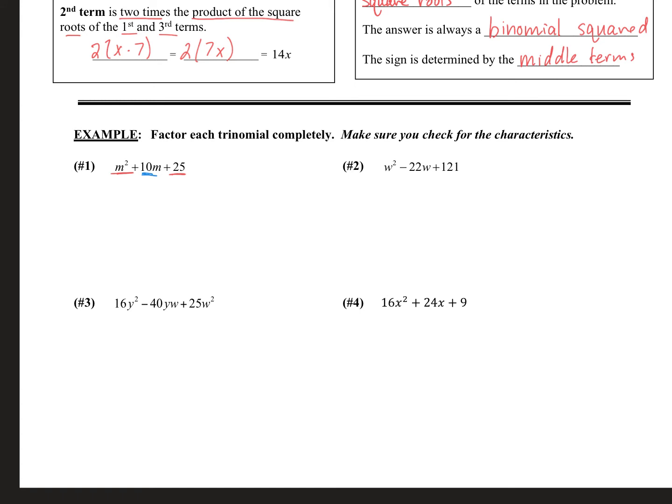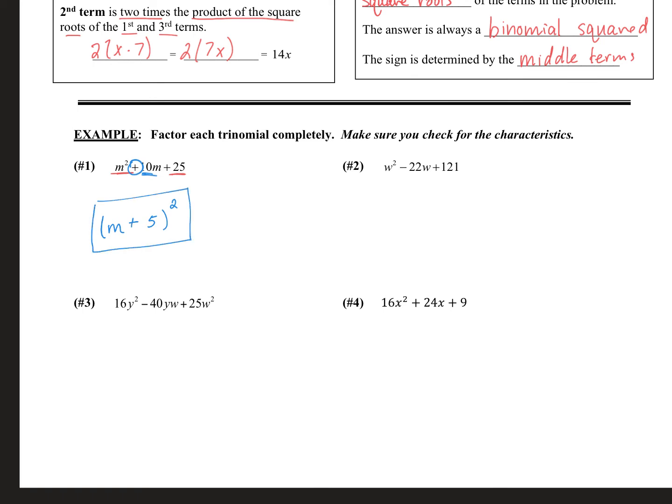Okay, so we have here a perfect square trinomial, right? And so to get our factored answer, we're just going to take the square root of that first and third term. Okay, so the square root of the first term is m, and the square root of that third term is 5. Okay, and we're squaring this. And again, that middle term is going to determine the sign. So we look at that middle term, we look at 10m. Is that positive or negative? Here it's positive, so we put an addition sign in there.